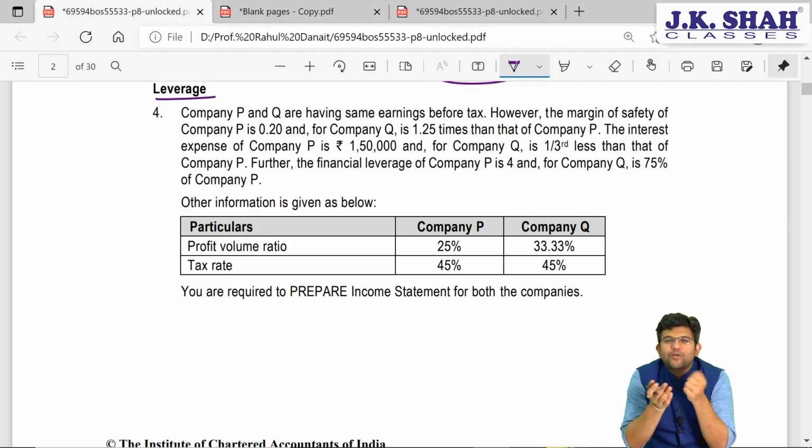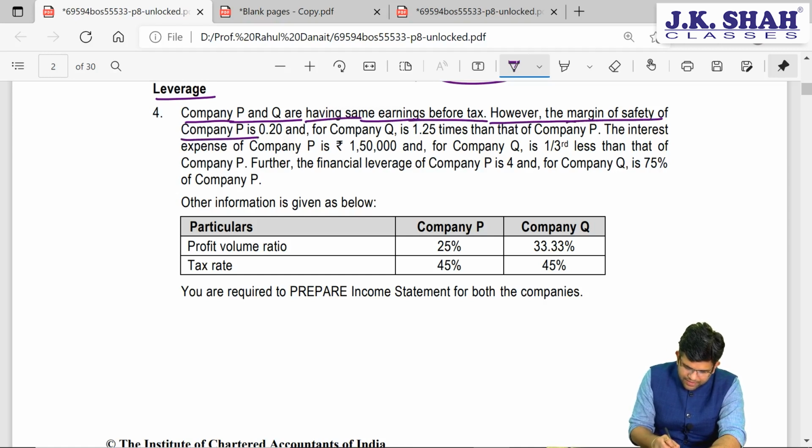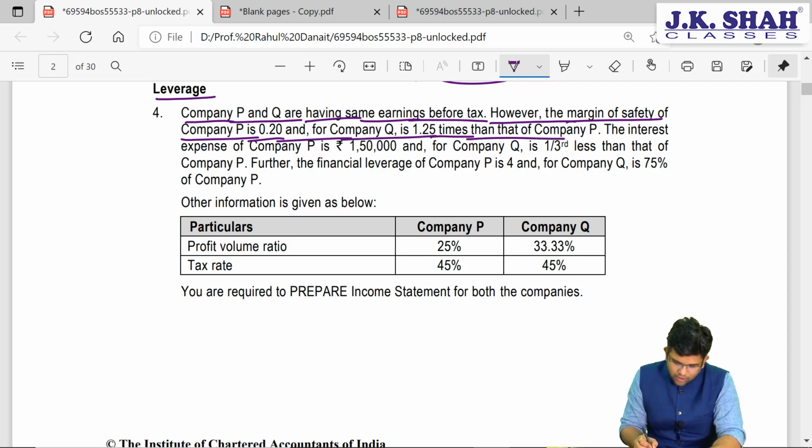Okay students, so how was it? I hope you understood the concept of margin of safety. And now that you have understood it, let's try understanding this RTP question, question number 4. Company P and Q are having same EBT. However, the margin of safety of company P is 0.20 and company Q is 1.25 times that of company P.